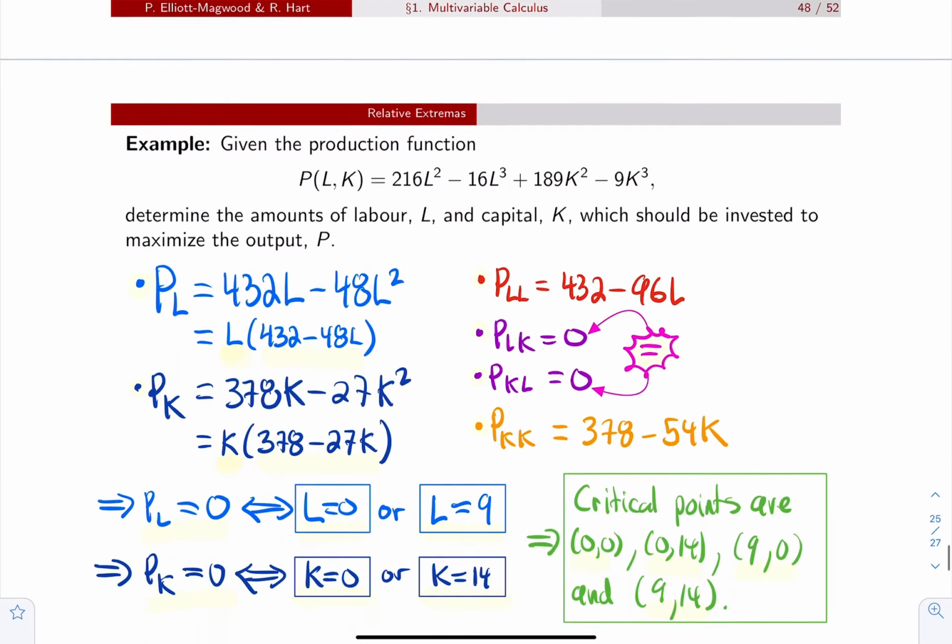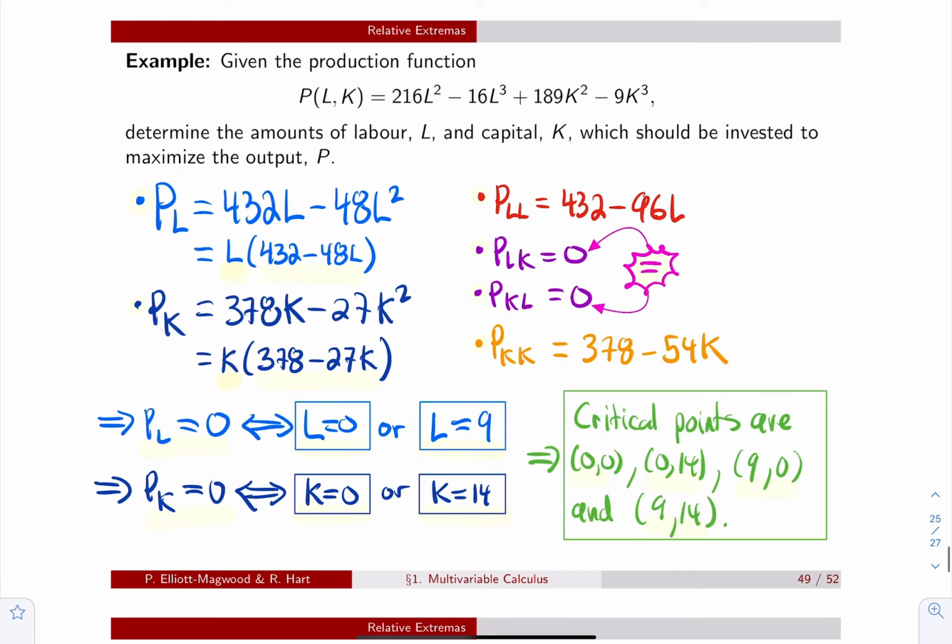All right, our next example is we want to maximize a production function that depends on L and K, where L is the amount of labor and K is the amount of capital that you need to produce stuff. The actual function is 216L squared minus 16L cubed plus 189K squared minus 9K cubed. So let's maximize this, which means let's find critical points and let's find a maximum in there. Hopefully, if not, we're not going to maximize anything.